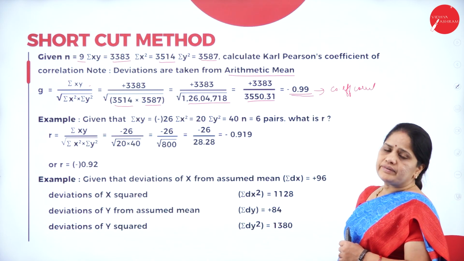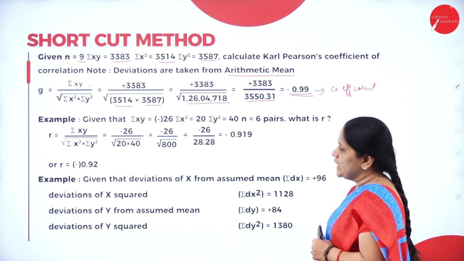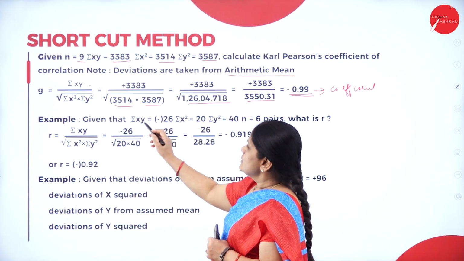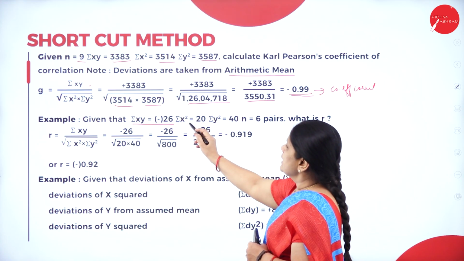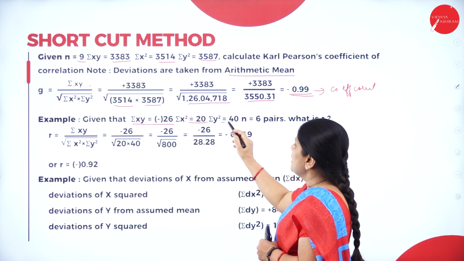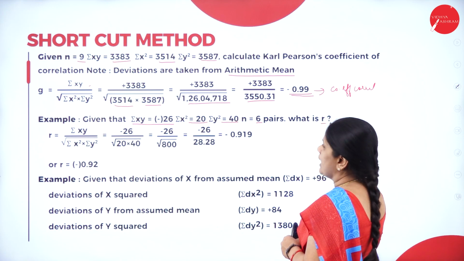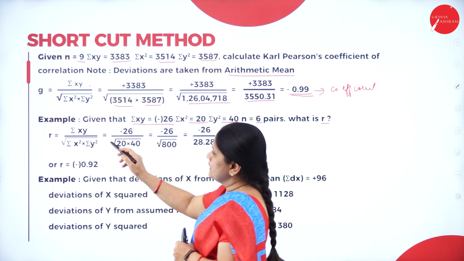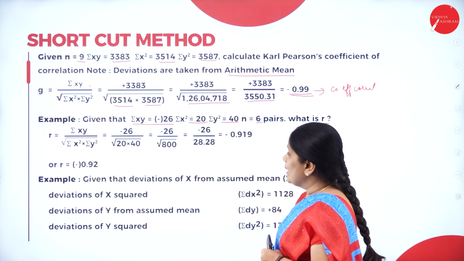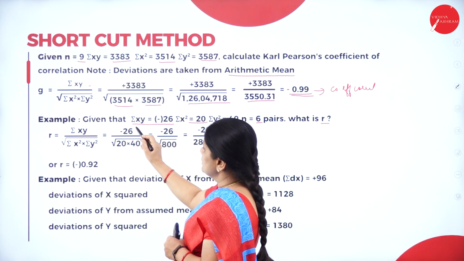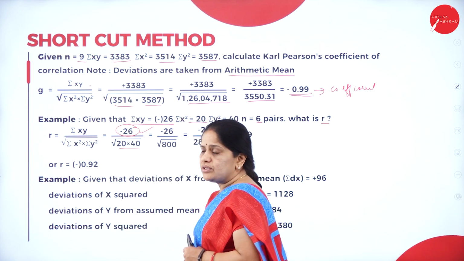When it is negative, it means that there is a high degree of correlation between the variables. Then, next example: given sigma xy equals minus 26, sigma x square equals 20, sigma y square equals 40, n equals 6 pairs, what is R? R equals sigma xy by root of sigma x square into root of sigma y square. So, just substitute the values here. Minus 26 divided by root of 20 into 40.